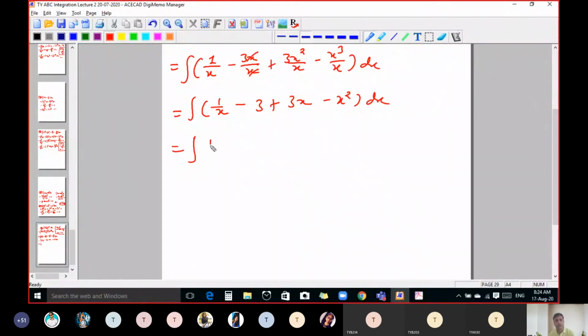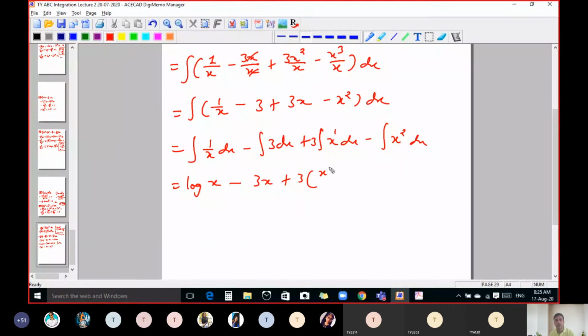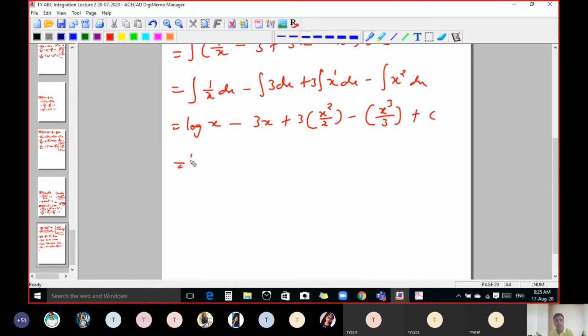So integration of 1 upon x dx minus integration of 3 dx plus 3, taking outside, integration of x dx minus integration of x square dx. And we know the answer for 1 upon x, integration of that is log x, minus 3x, plus 3, and here power is 1, so it is x square by 2, minus here we get x raised to 3 divided by 3.